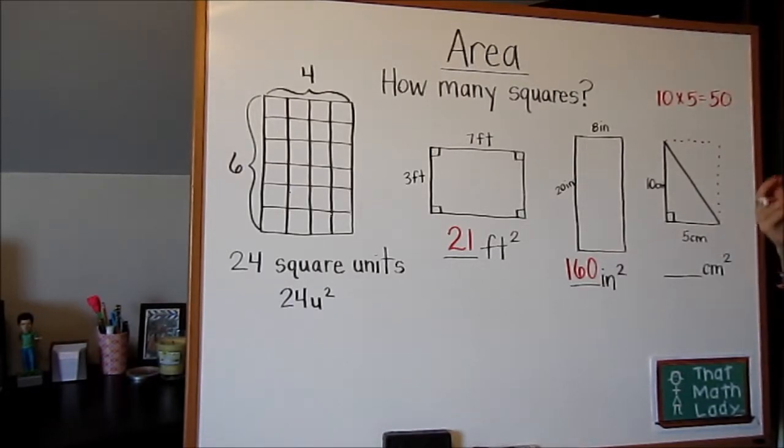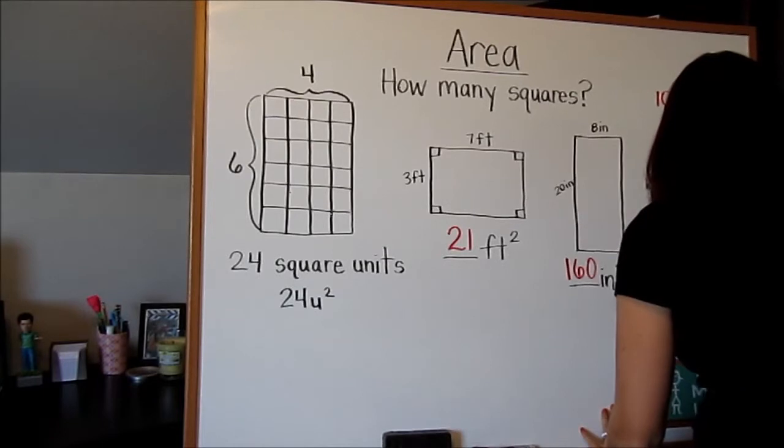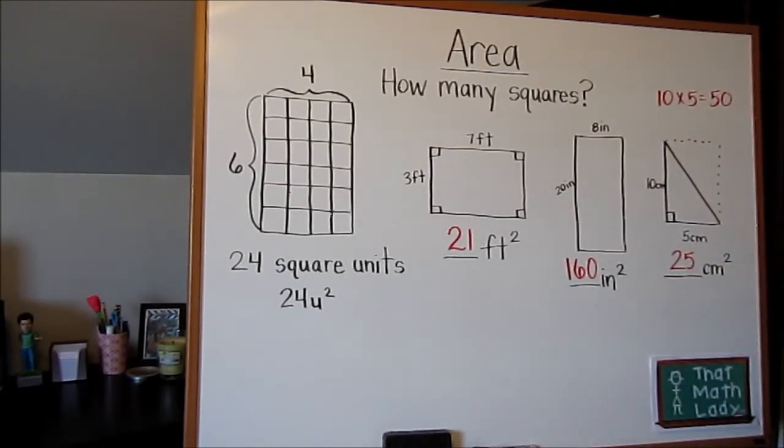But right triangles are half of rectangles. So I'm going to take this 50 and I'm going to divide it by 2. And 50 divided by 2 is 25. So the area of this triangle is 25 centimeters squared. And that's finding area.